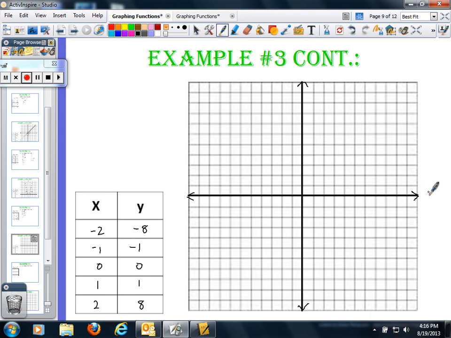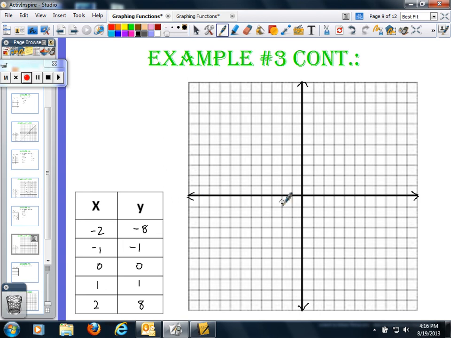Okay, and this is what we call a cubed function because it's raised to the third power. So if you think of a triangle, you think of a cube. It's three-dimensional. Okay, that's why it's called a cube. All right, so let's go ahead and we're going to graph our points now.